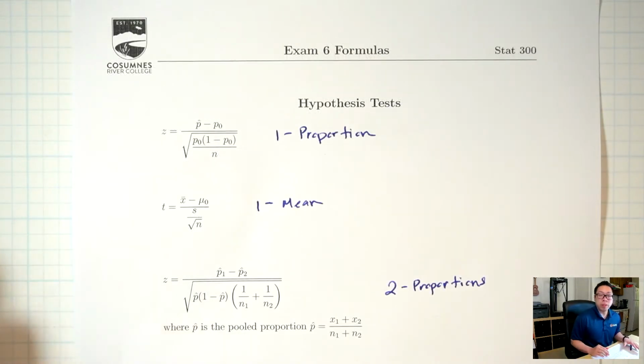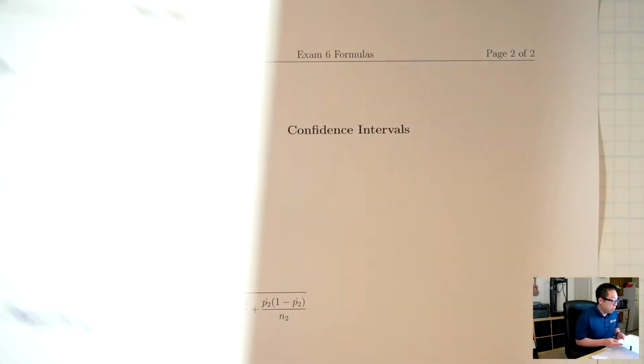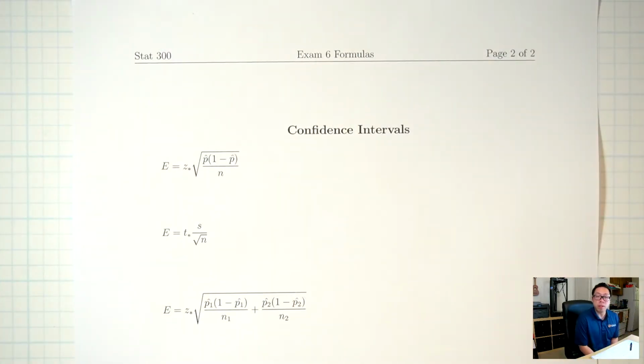This is the same formula sheet that we used in the last lecture. The front page we talked about in the last lecture, these are the formulas for hypothesis tests. Today, I want to talk about the second page, which are the formulas for confidence intervals.